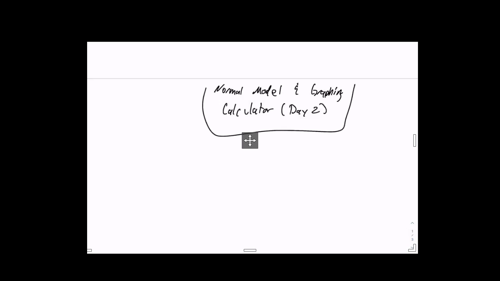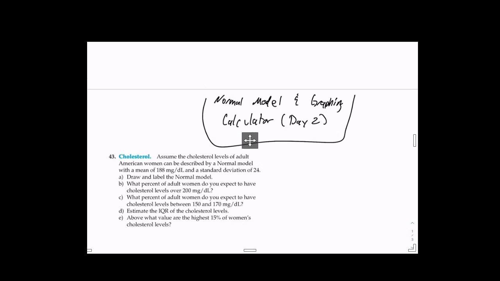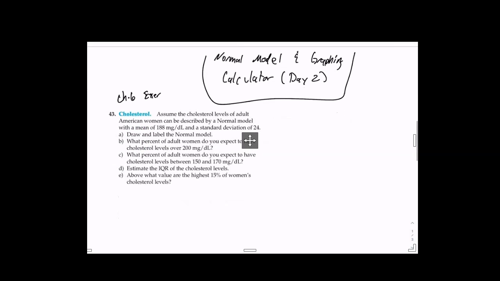Okay. This comes from chapter 6 from the textbook exercises right here. I'm not going to do A for the drawing of it. I think you should feel very comfortable to draw the whole thing. Label the 68, label the 95, label the 99.7 model. So we're going to jump to problem B though, and what an answer for B should look like.